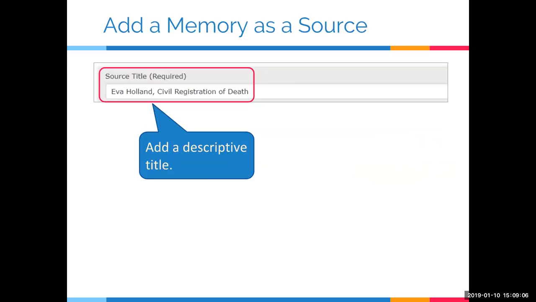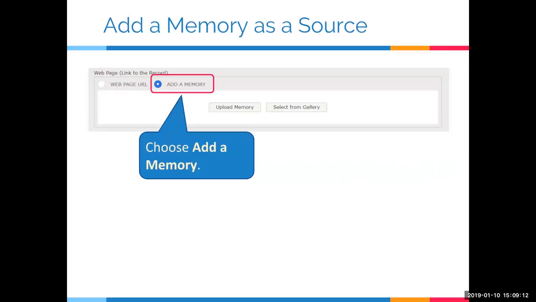In the next little section of that form, it's going to ask us if we want a web page URL or a memory. I should comment here that this process we're going through is going to be exactly the same for a manual source that you're adding based on a URL rather than a memory. The only part that's different is this little piece right here. So if you did want to add a URL, you just click web page URL and paste in the URL. But here we want to add a memory.